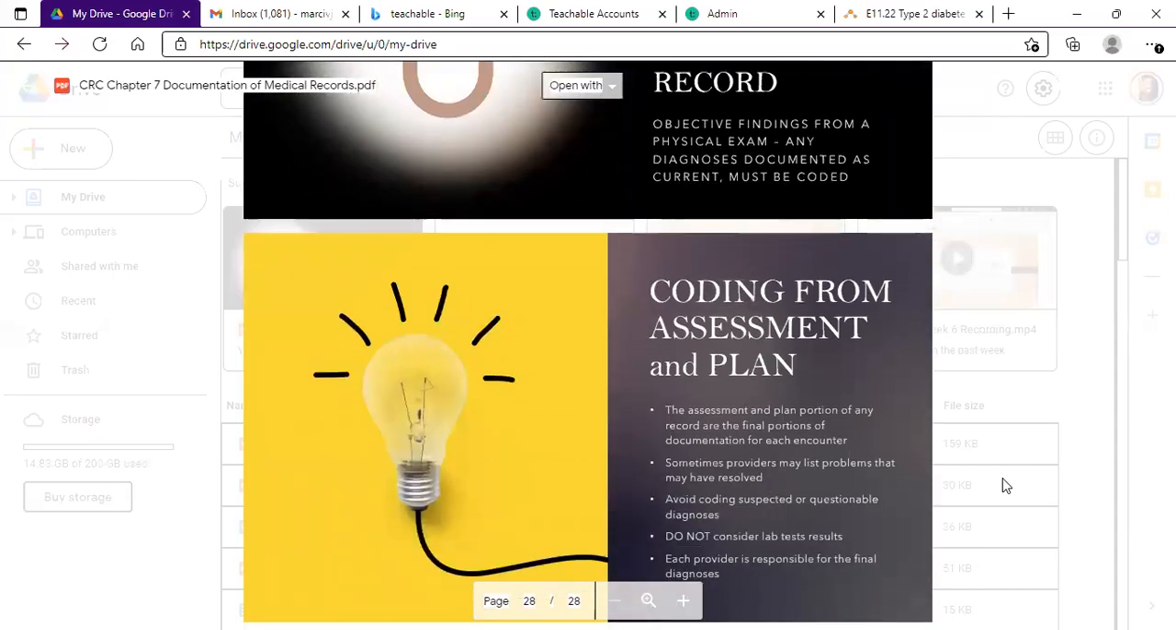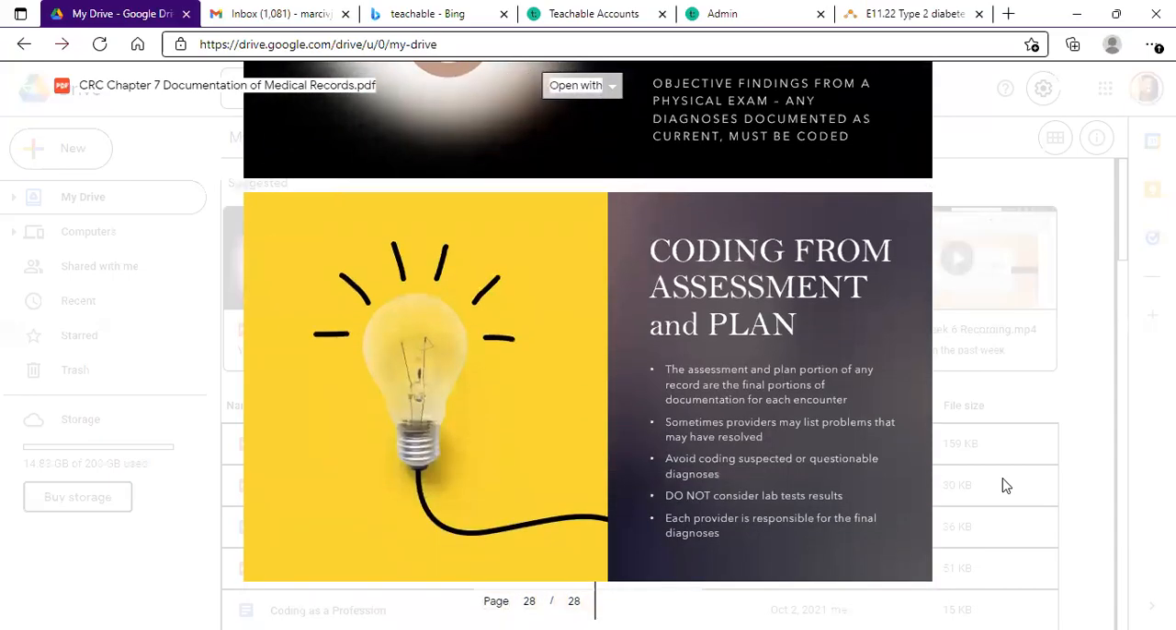So, coding from the assessment and the plan. The assessment and plan portion of any record are the final portions of the documentation from each encounter. It's usually at the end of the medical record, and it has a list of the diagnoses that they assessed, that the patient currently has, and it tells you the plan for each diagnosis. Example, it may say diabetes type 2, stable, continue insulin, or diabetes type 2, stable, continue exercise, no meds currently. Whatever it is, it has the assessment and the plan going forward.